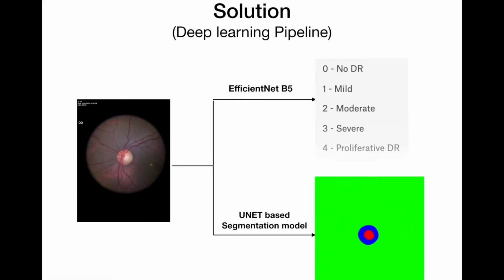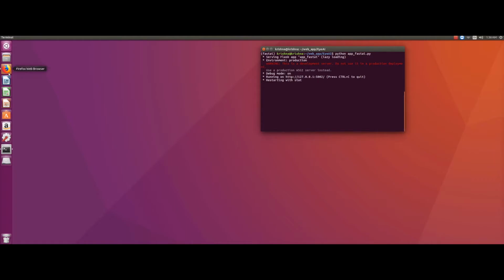So the application I've built takes in a fundus image and classifies it into the different categories of diabetic retinopathy, and also segments the cup and the disc and calculates the CDR to see the risk of glaucoma. I would like to start with the demo.